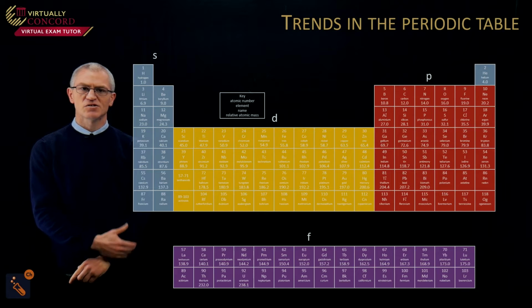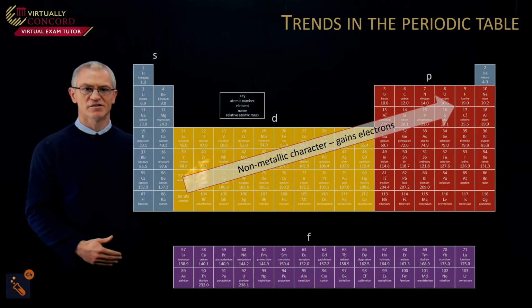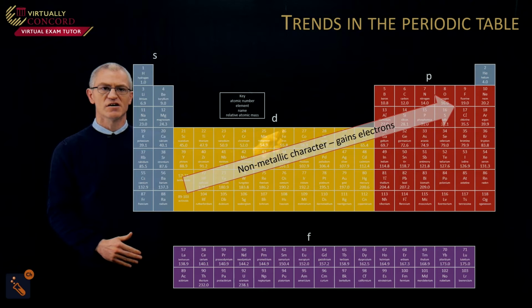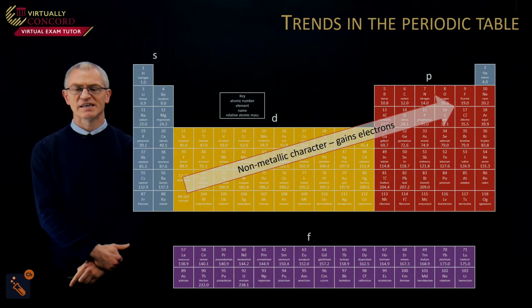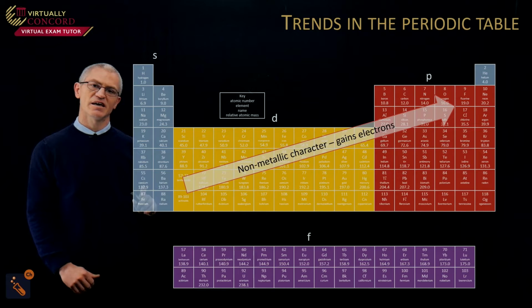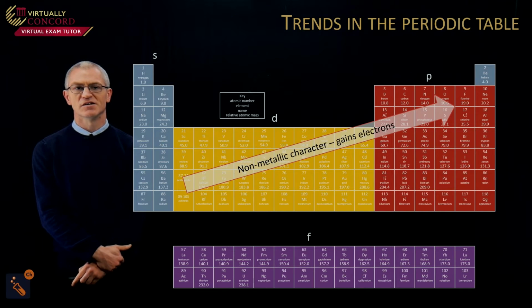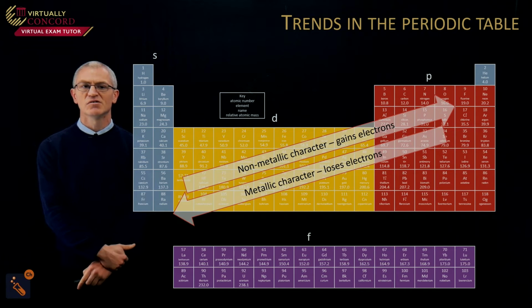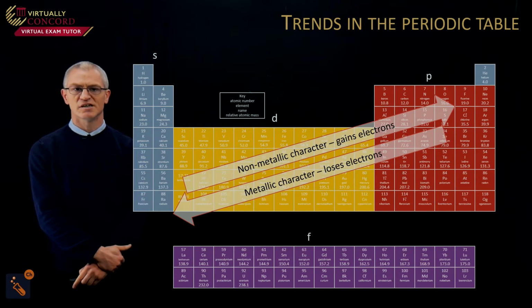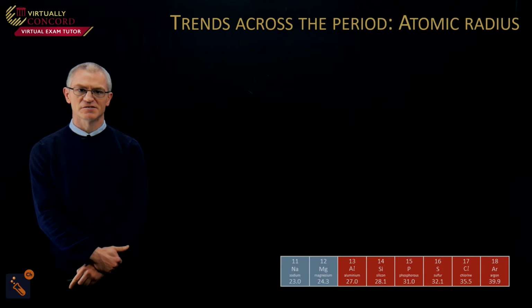Now, talking about a trend. The first trend we're going to talk about is non-metallic character. So non-metallic character goes up towards where you've got fluorine. Now that means it's going to gain electrons. So an element towards the top right of the periodic table is more likely to gain electrons. And then we do the opposite here. We have metallic character increases as you go down towards francium, which is more likely going to lose electrons. That's our first trend. Now, atomic radius.